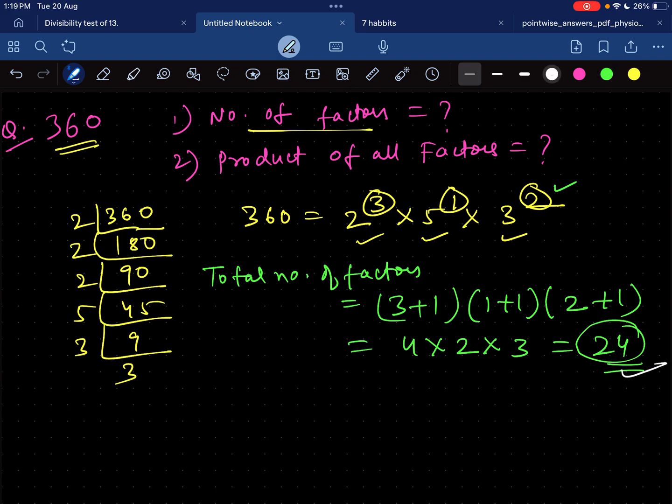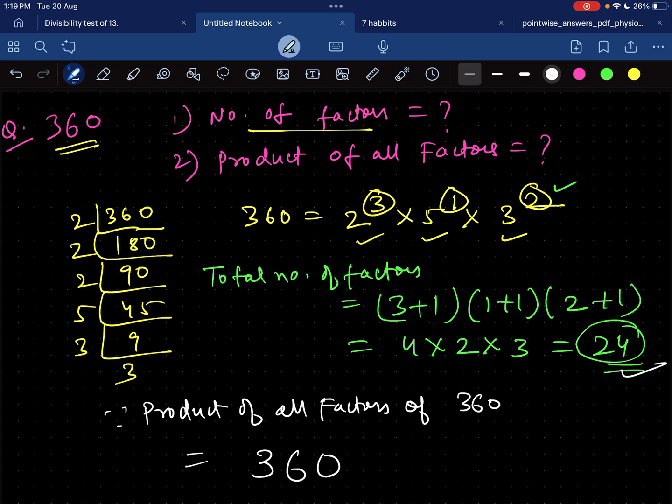So what will be the product of these factors? Product of all factors of 360. You know that we will again find the pairs. Our formula was the number itself, 360, to the power of the total number of factors divided by 2. We know there are 24 factors, so 24 divided by 2 is 12. 360 power 12 will be the answer.